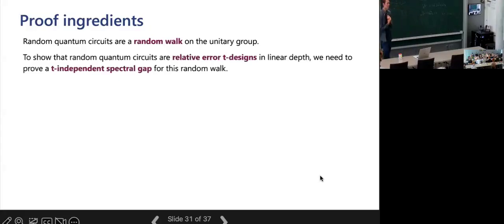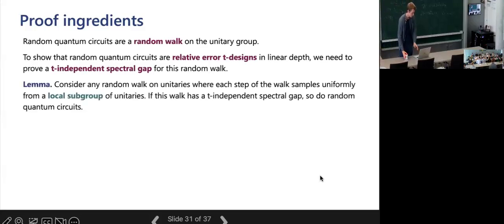Now, the way to quantify this is by what is called the spectral gap of the random walk. I'm not going to define this, but if you want an analogy, it's like the eigenvalue gap in expander graphs. The important fact to know is the spectral gap has a dependence on t, the moment. And if you can prove that the spectral gap is some constant independent of t, then you get relative error t-designs in linear depth. So that's what we want to prove, this t-independent spectral gap.